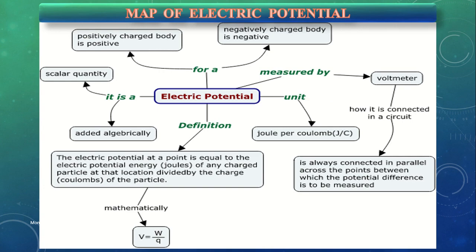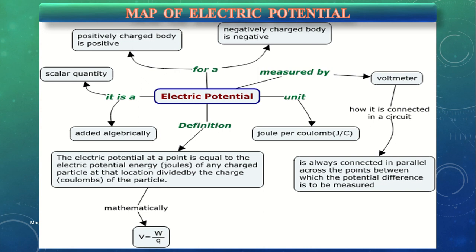Students, this is the map of electric potential. This map is for your reference, where you can get the definition, formula, quantity, and the entire detail of electric potential in one single diagram. Electric potential for a positively charged body is positive, and for a negatively charged body is negative. The SI unit of electric potential is joules per coulomb, measured by an instrument called a voltmeter.